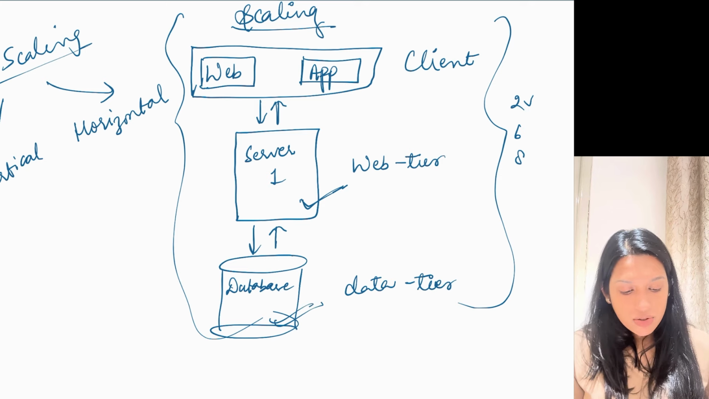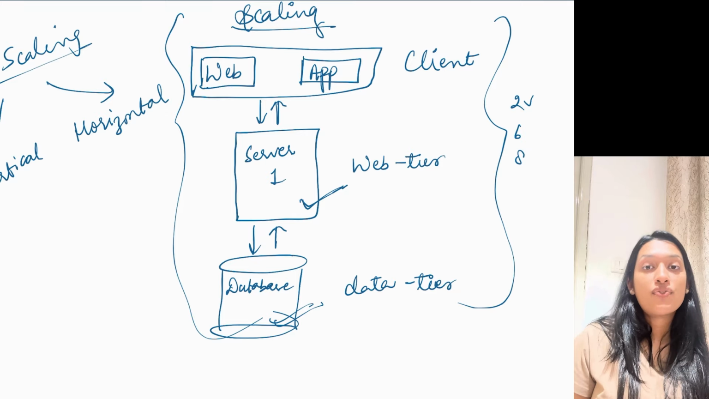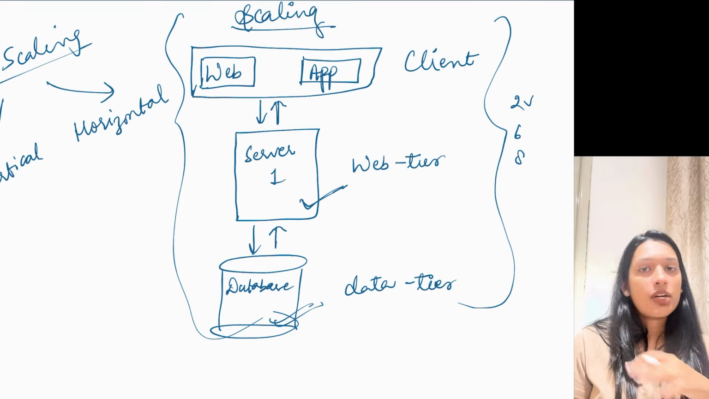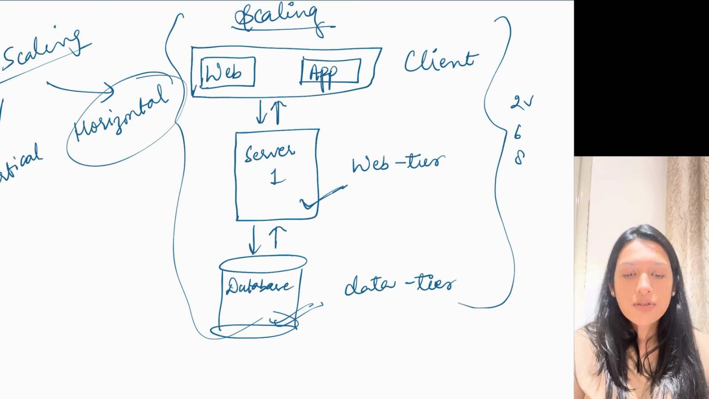For the database also, I could increase the capacity so that it could hold this many terabytes or petabytes of data. After a certain point, it will also give up. I can't do more. Right, in that case we will move towards horizontal scaling. In that case, what we do is, there is a client.